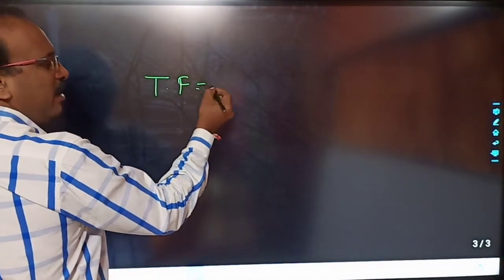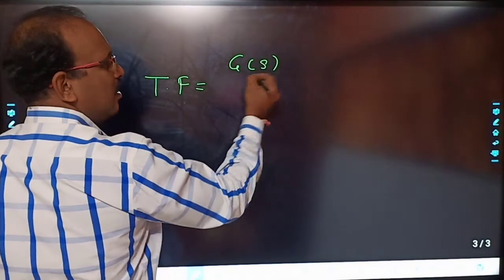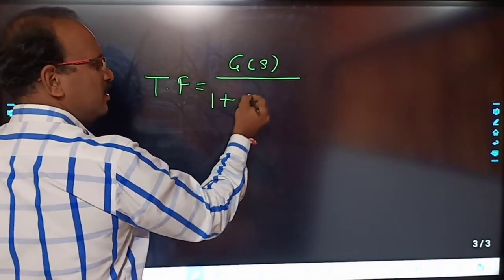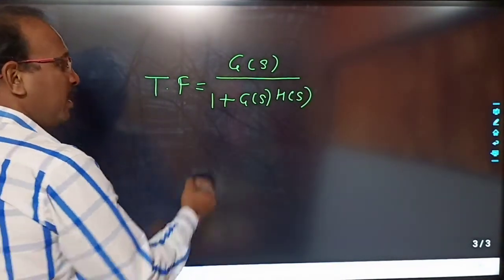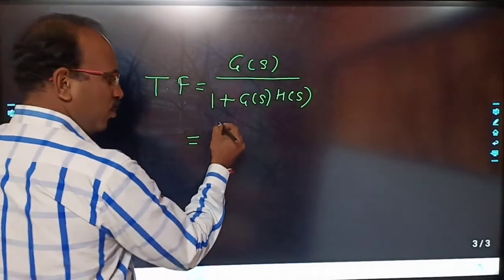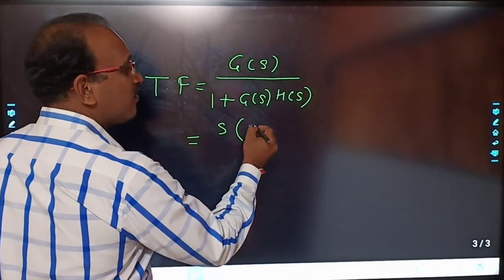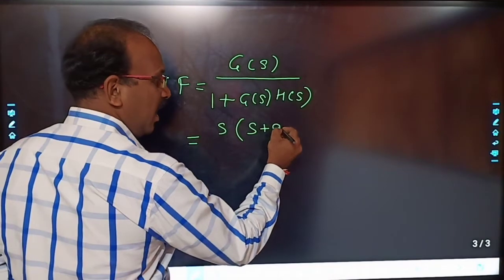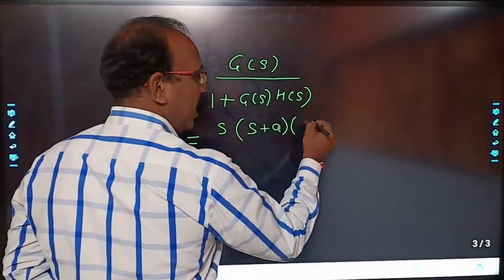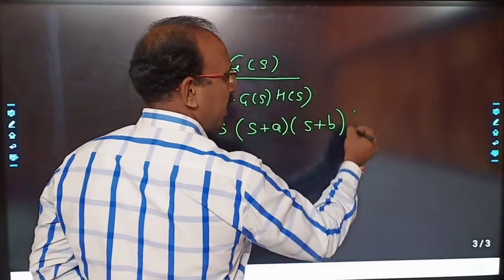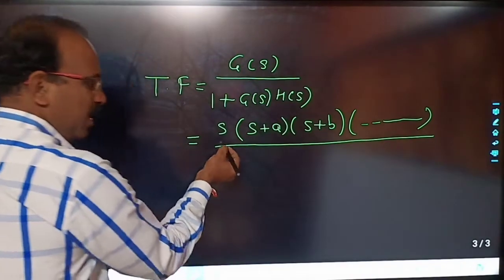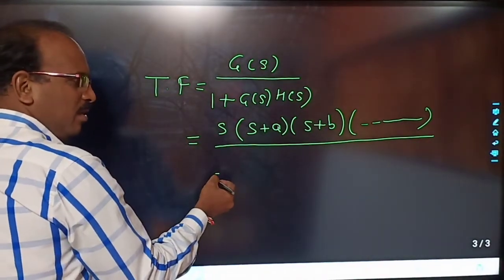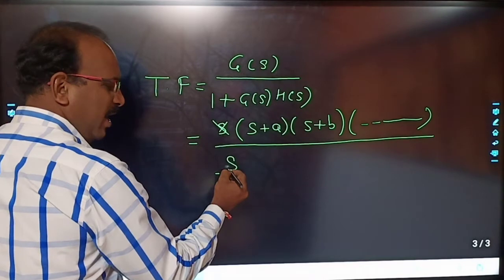So the system is always presented as a transfer function, G of S upon 1 plus G of S H of S. This is the block. But this can also be written in terms of S into S plus A, where A is a constant, in brackets S plus B, in brackets, something like this. Divided by something, where here may be S or may not be S. Suppose if I cancel out this S, then here there will be S.